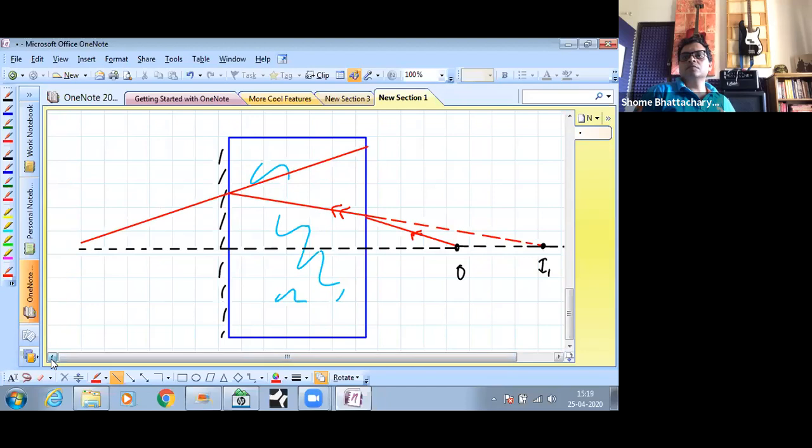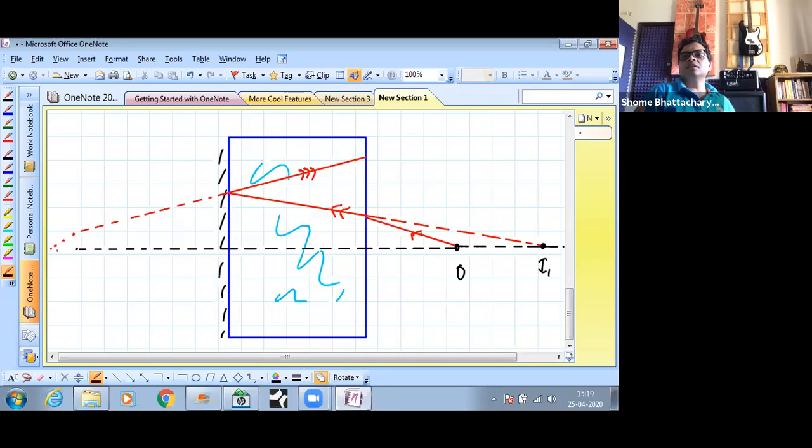Just imagine this ray is a little bit more like this. So this is the second event which is happening. This incident ray, which appears to be coming from I1, is reflected by the mirror. And when you produce this back, let's say it gives you an image somewhere over here.